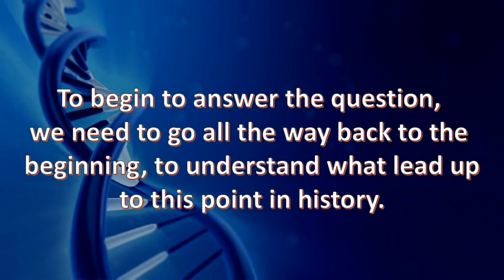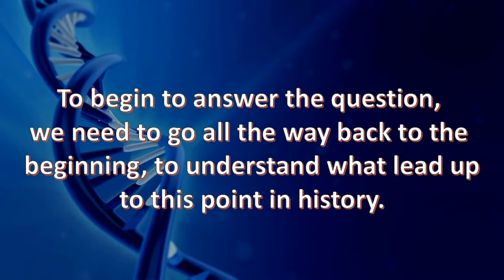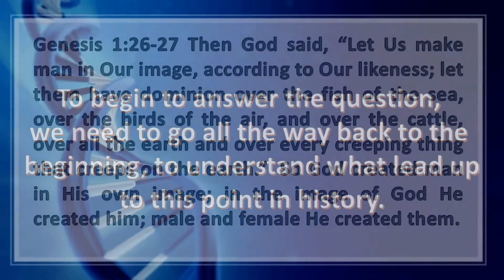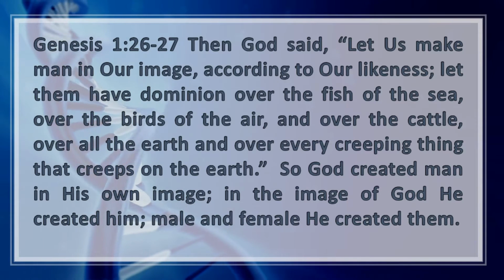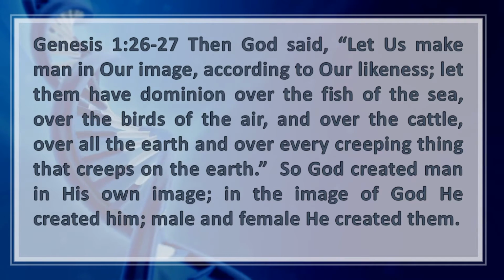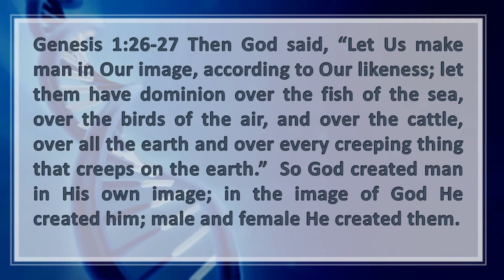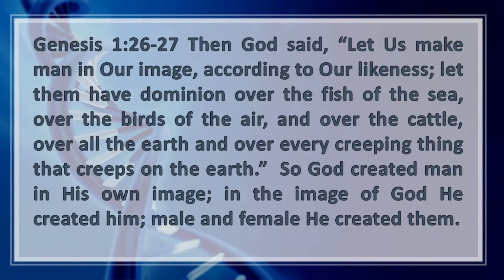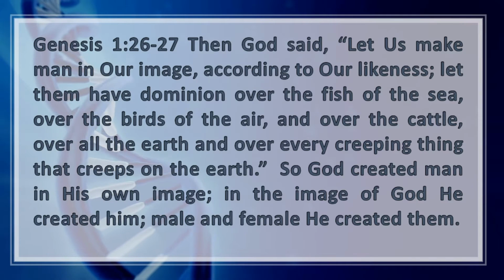To begin to answer the question, we need to go all the way back to the very beginning and the first book of the Bible called Genesis to understand what led up to this point in history. When God created the heavens and the earth, the day came to introduce his final creation. And then God said, "Let us make man in our image, according to our likeness. Let them have dominion over the fish of the sea, over the birds of the air, and over the cattle, over all the earth, and over every creeping thing that creeps on the earth."